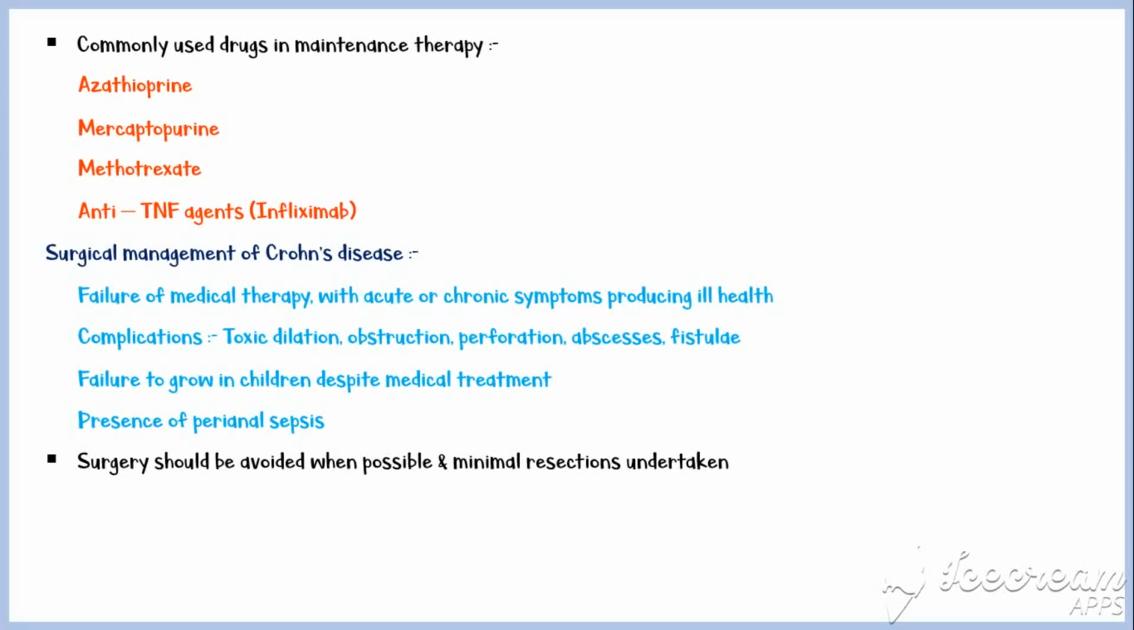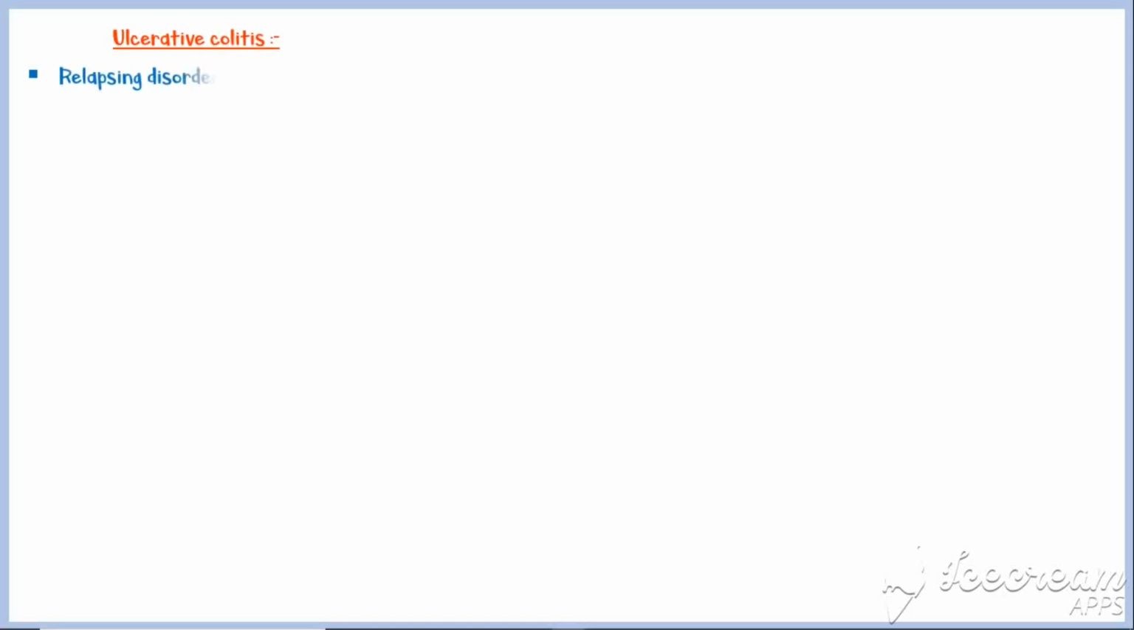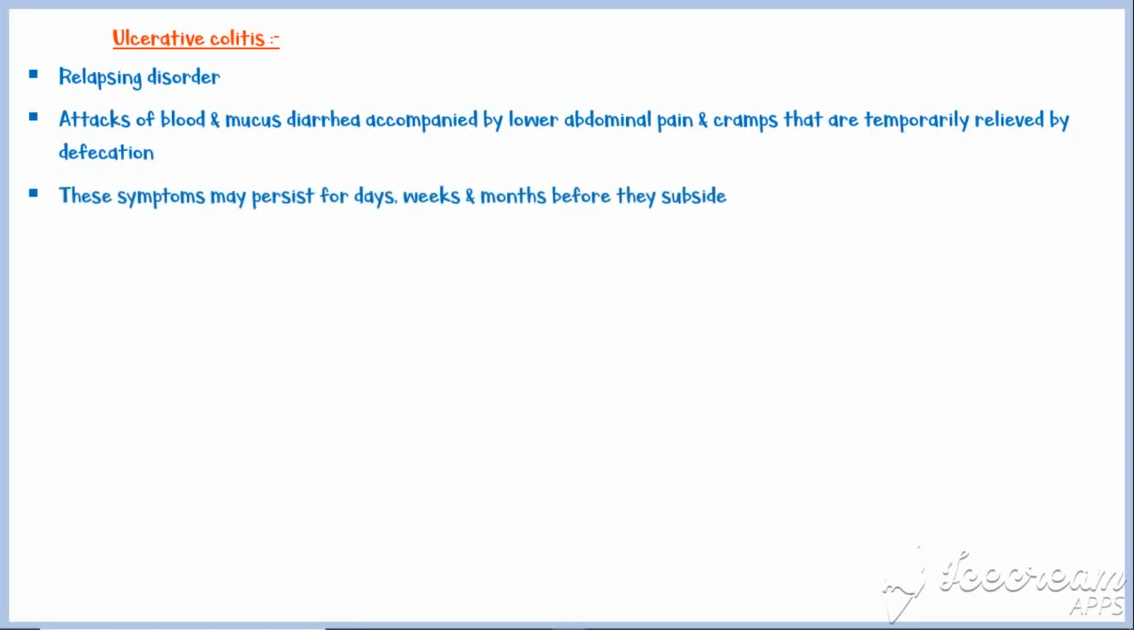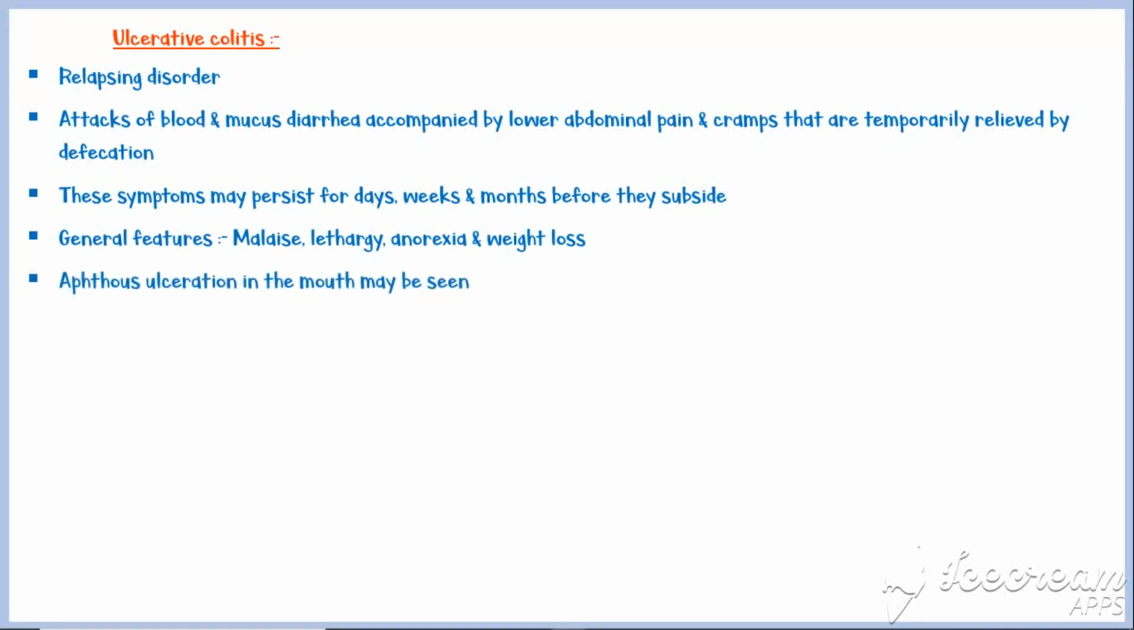Ulcerative colitis is a relapsing disorder characterized by attacks of blood and mucus diarrhea, accompanied by lower abdominal pain and cramps that are temporarily relieved by defecation. These symptoms may persist for days, weeks, and months before they subside. General features like malaise, lethargy, anorexia, and weight loss may also be present. Aphthous ulceration in the mouth may be seen. In most patients, it runs a course of remissions and exacerbations.